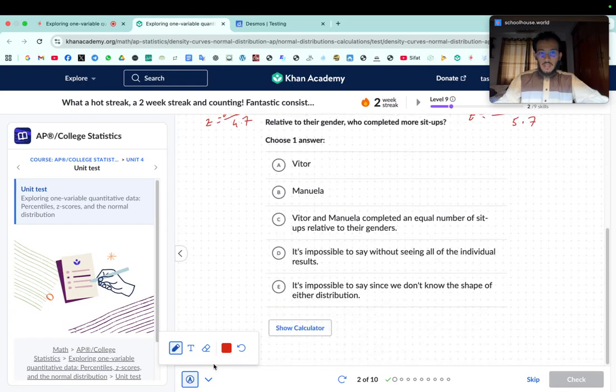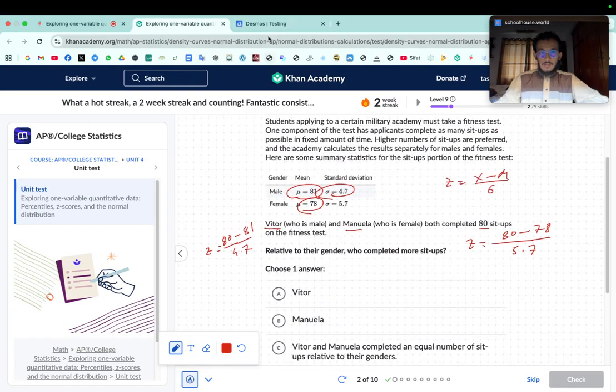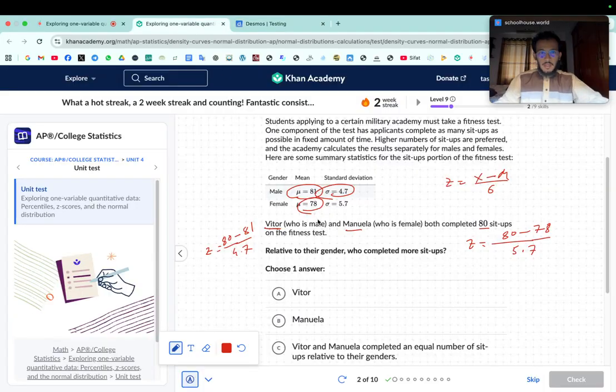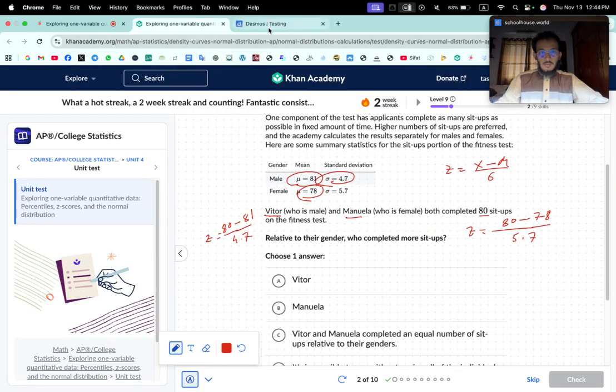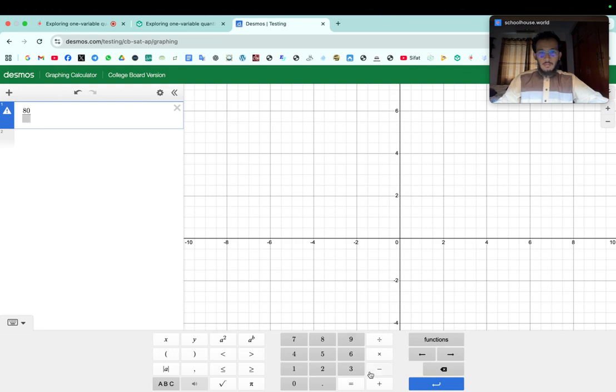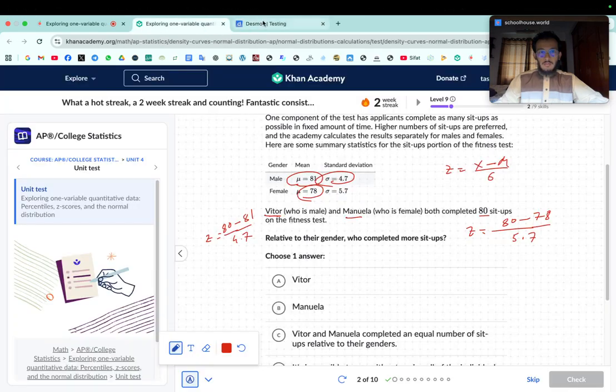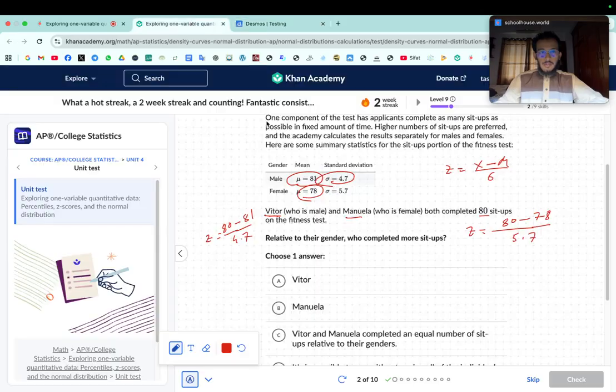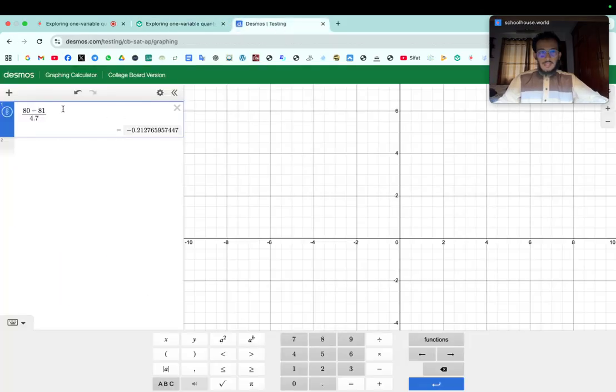So I am going to use Desmos instead because I prefer that. So we have 80 minus 81 over 4.7. This is the first one. And we have 80 minus 78. This is for the second one. We have 80 minus 78 over 5.7.